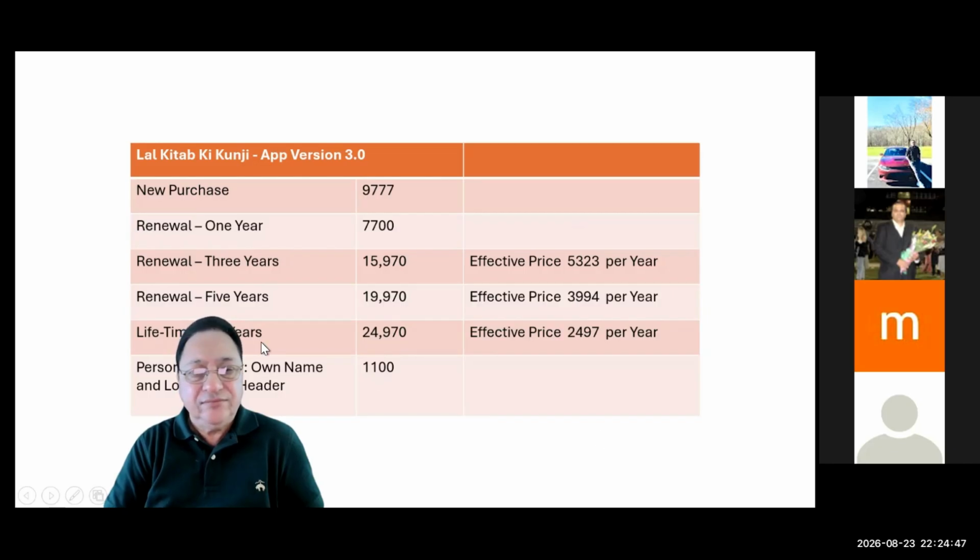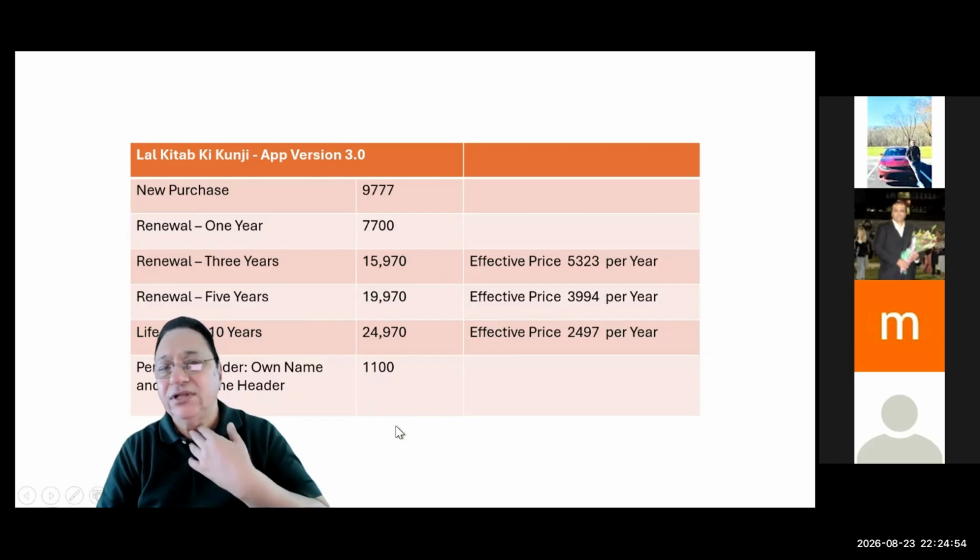And if you want your own name and your logo in the app, that can be added at a small price, like all other apps.